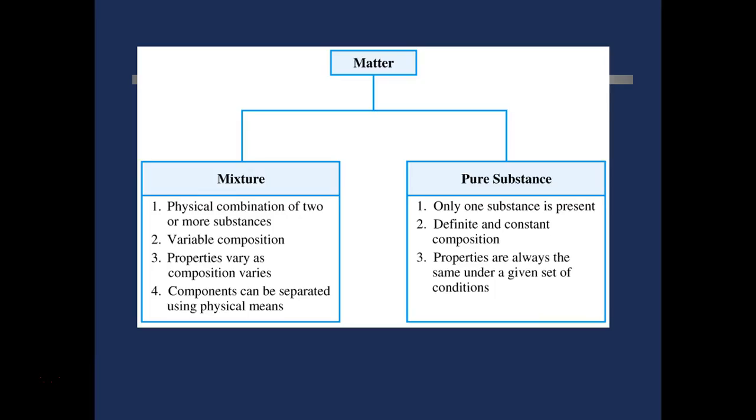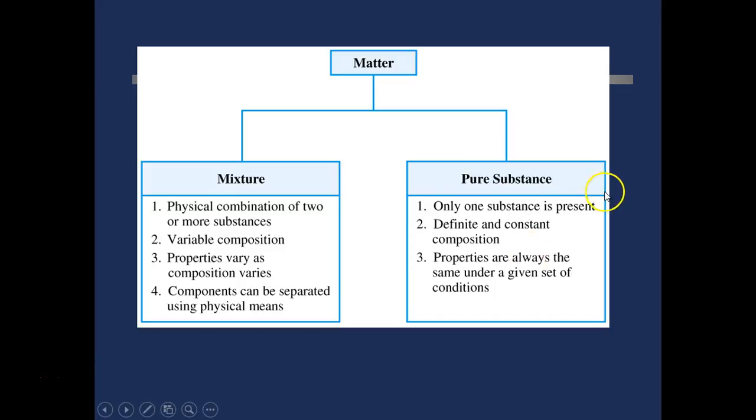So matter can be broken down two ways, either pure substances or mixtures. Mixture is a physical combination of two or more substances. Its composition is variable, which means it doesn't always have to be the same. The properties of mixtures vary according to what it's made of, and the components can be separated by using physical means. On the other hand, pure substances, there's only one substance present, whether it's an element or a compound.